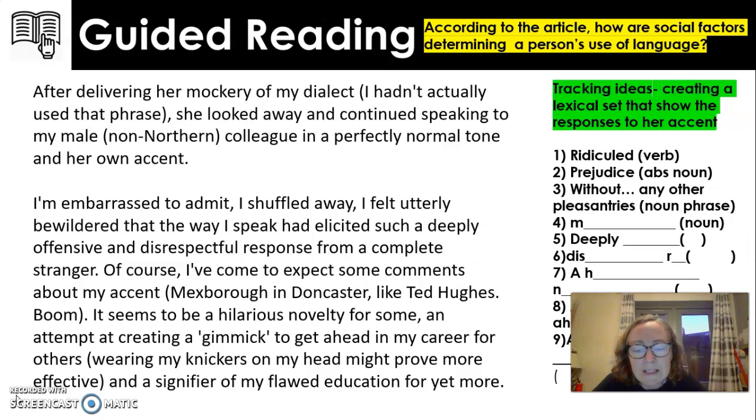And then last but not least, and I like this phrase, this would be a phrase I would potentially steal and use as a journalist myself, that some people are interpreting, or their response to her accent is they see it as a signifier of flawed education. So education that is flawed. Now that's a really powerful expanded noun phrase again. Okay, so this is an expanded noun phrase, a signifier of something flawed.